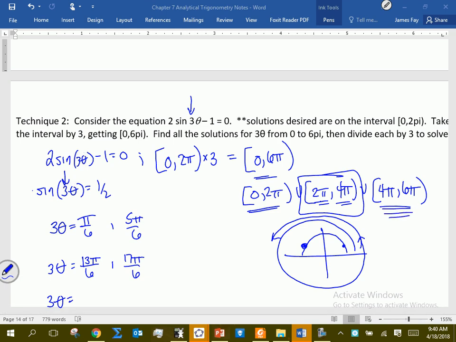The third one would be between 4 pi and 6 pi. So now I'm looking at this number here being that point. But now how do I get back to it after one more revolution? I add 2 pi to it. It gives me 25 pi over 6. And this would give me 29 pi over 6, right?